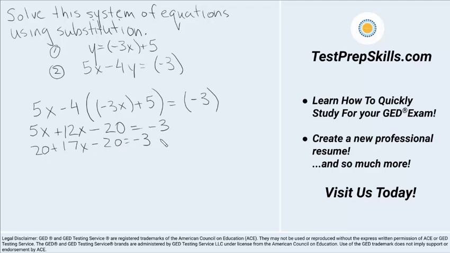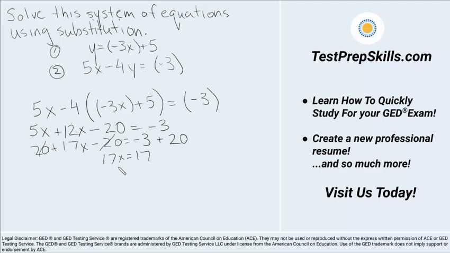But I need to add this 20 to both sides of my equation, right? Can't just do one side. Or I've now totally changed my equation. I have a new answer. Okay, so we have 20 minus 20. Those are like terms, and they cancel. And we're going to be left with 17x. And then on our right-hand side, we have negative 3 plus 20. We can combine those because they're like terms, and that's going to give us 17.